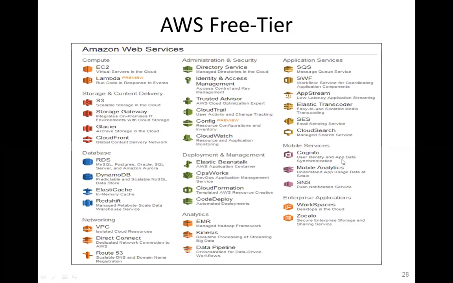Next, here you can see the enterprise application, WorkSpaces, desktops in the cloud, Zocalo. Here, analytics services. In the analytics, we have big data, data pipelines, EMR, managed Hadoop framework, Kinesis, and the networking, virtual private cloud, Direct Connect, Route 53. Route 53 is a very popular service. Route 53 for networking. Scalable DNS and domain name registration is possible using this service.